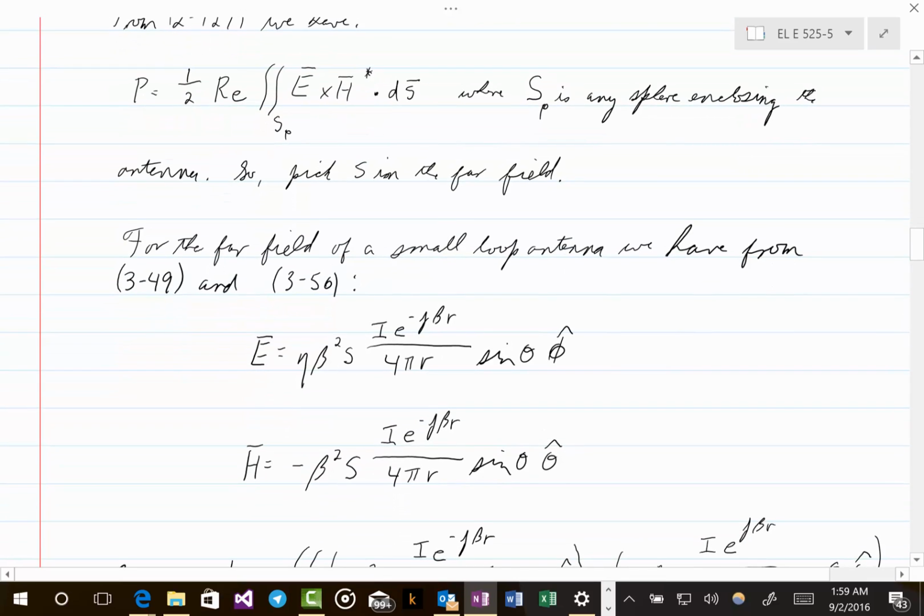So taking this sphere to be in the far field and using the far field expressions for E and H for a small loop antenna, here's E and H in the far field for a small loop antenna. And by the way, notice that these fields are the dual of what we have for the ideal dipole antenna. In other words, for the ideal dipole, we saw that E had only a theta component and H had only a phi component, and now that situation is exactly reversed for the small loop antenna.